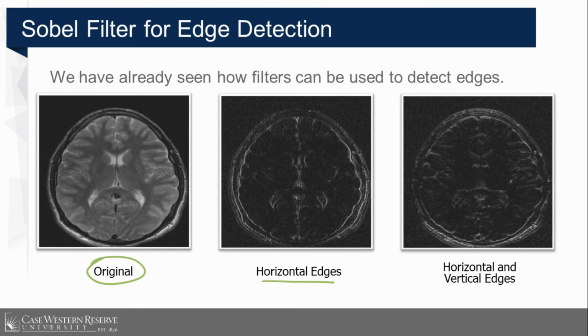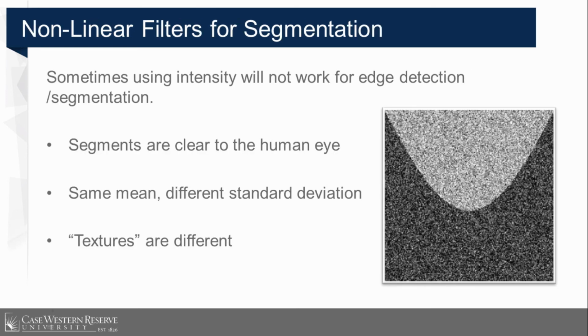I can also apply two separate Sobel filters, one in the horizontal direction and one in the vertical direction, which will allow me to keep both horizontal and vertical edges. So I can use these edges again to help me perform some segmentation. So this was an example of how we could apply linear filters for segmentation. But let's turn to an example where we're looking at a nonlinear filter that we'll use for segmentation.